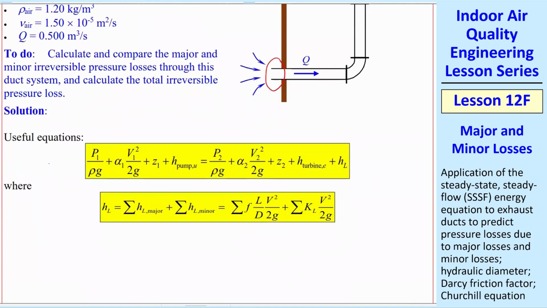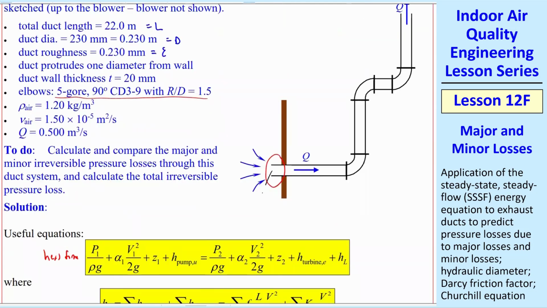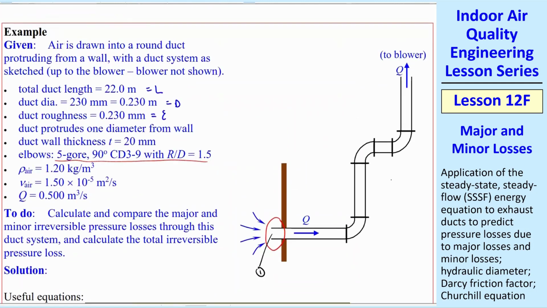This is in the head form. You're also welcome to use the pressure form. I'm so used to using the head form that I like to just do everything in head form and at the very end multiply by rho g. The first thing you need to do is pick a control volume. And most people would say, well, that's easy. You start here as 1, and then here would be 2. So you basically have a control volume around this whole pipe.